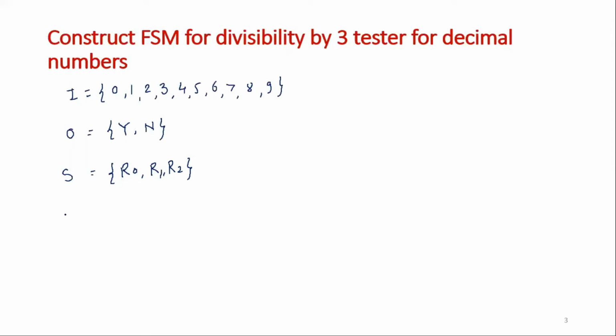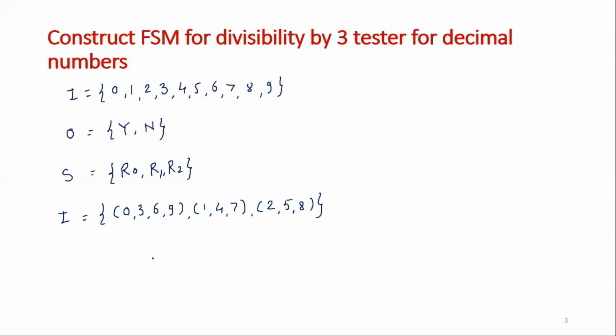Then we will group this input set depending on the remainder. So here first group we will have numbers 0, 3, 6 and 9 as remainder 0. Then 1, 4 and 7 as remainder 1 and 2, 5 and 8 as remainder 2.